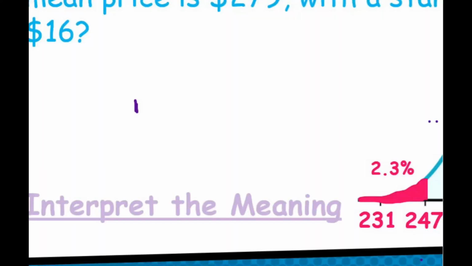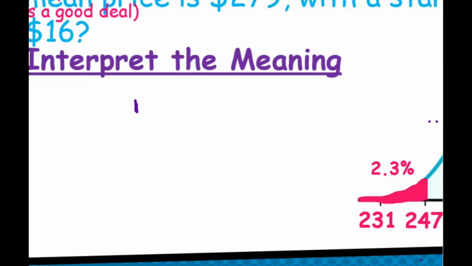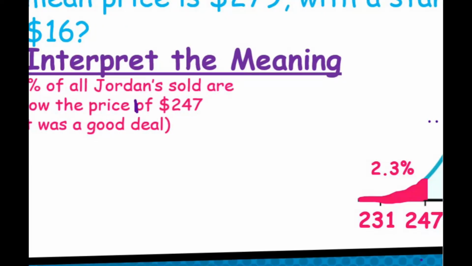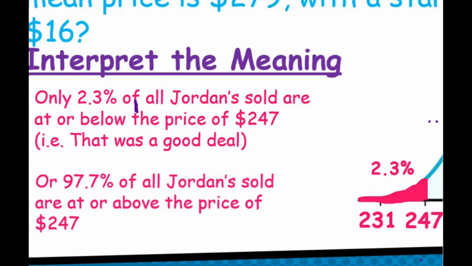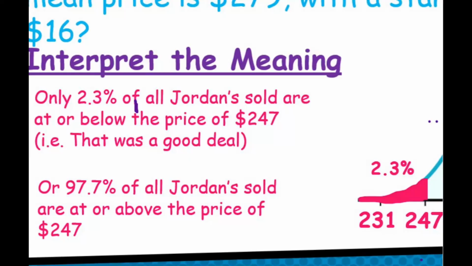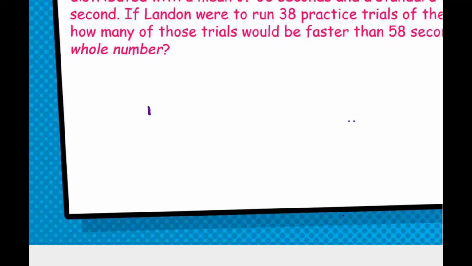When I type that in, I get something that looks like this. If I multiply that by 100, I get a percentage, 2.3% approximately if I rounded that. So what does this mean exactly in context of the problem? We can say that only about 2.3% of all Jordans sold are at or below the price of $247. In other words, that was a good deal. You're not going to probably find a better deal than that if you find a pair of Jordans that are $247 or less. Or you can think about it as 97.7% of all Jordans sold are at or above the price of $247.